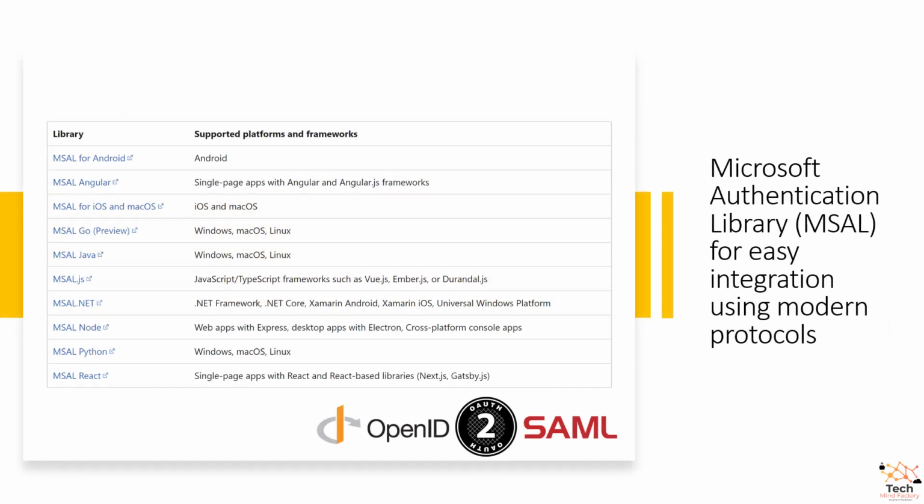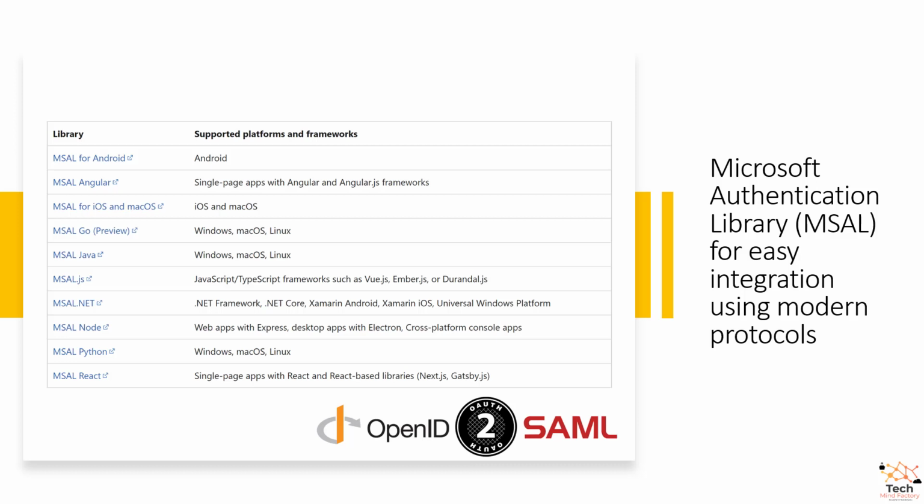When it comes to integration with Azure AD B2C, as I mentioned, it supports standards like OpenID Connect, OAuth 2, SAML, but also to make it easier, Microsoft provides a library called Microsoft Authentication Library for easy integration using modern protocols. This library can be used with different platforms and frameworks. It's called MSAL, Microsoft Authentication Library, as I mentioned before. And this library is available for Android, iOS, macOS, Linux, .NET apps, Node.js apps, Python apps, React apps, Angular apps.